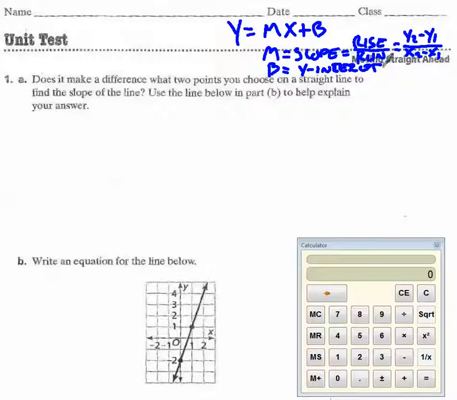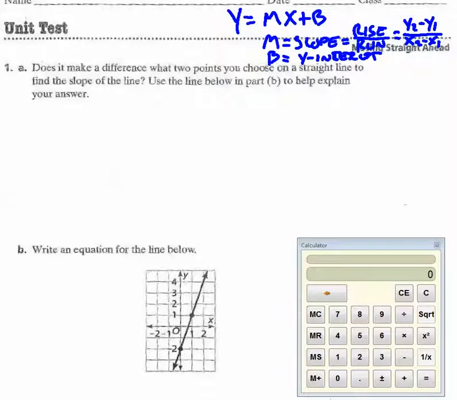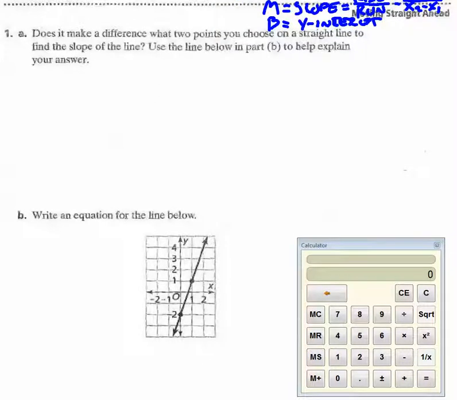For question 1, does it make a difference what 2 points you choose on a straight line to find the slope of the line? Use the line below in part B to help explain your answer. So then I'm going to drop down to question B, and I'm going to come back to A after it.